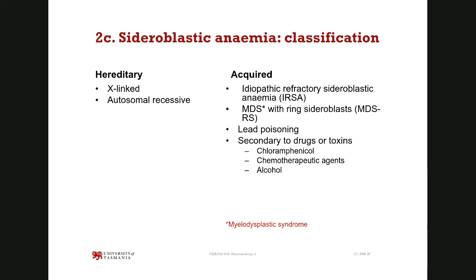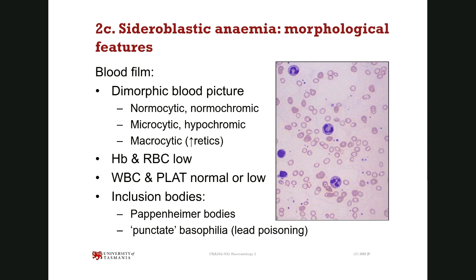You can see with the hereditary forms here we can have an X-linked form and an autosomal recessive form. These inherited forms are more likely to present with microcytic hypochromic anemias, but dimorphic blood pictures are quite common because only some of the hemopoietic cells may be affected. So you've got an affected clone and an unaffected clone. The affected clone will end up with microcytic hypochromic cells. The unaffected clone will give you normal looking cells, and that's why you get a dimorphic blood picture.